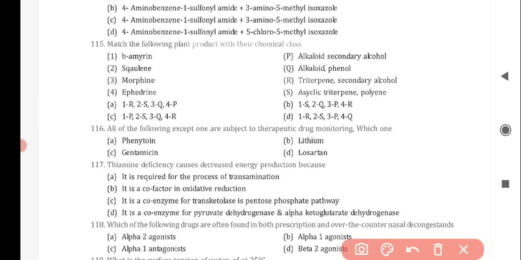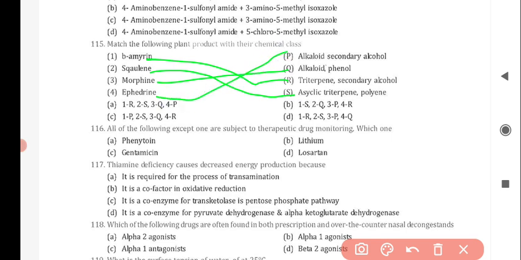Next question is, match the following plant products with their chemical class. First is beta amyrin. It correctly matches with option R, that is triterpene, a secondary alcohol. For squalene, it correctly matches with option S, that is acyclic triterpene and polyene. And for morphine, it correctly matches with option Q, that is alkaloid and phenol. And for ephedrine, it correctly matches with option P, that is alkaloid secondary alcohol. So option A is correct for this question.